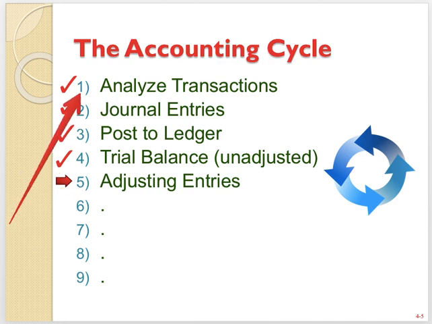So last class we left off, we did accounting cycle steps 1 through 4 and ended at the trial balance. And at that stage in the accounting cycle, we say that the trial balance is unadjusted. And the reason why it's unadjusted is because the accounts have not yet been adjusted through adjusting entries.